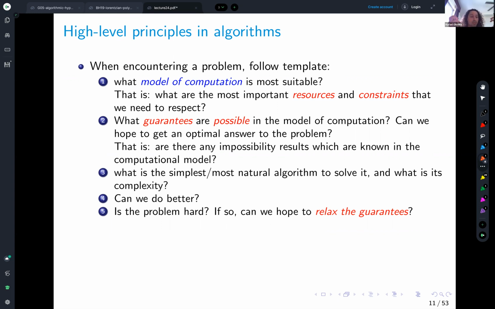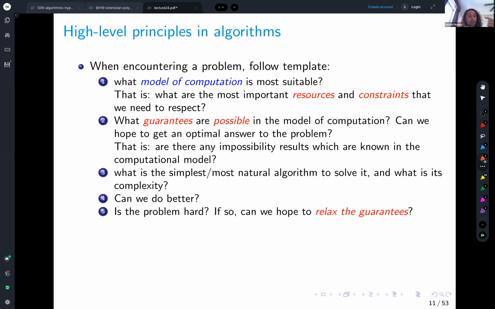Certain problems, as we saw, like the traveling salesman problem, are really hard to even approximate. So if the simplest algorithm is a really bad algorithm, like a brute force algorithm, then you start wondering, is this problem actually hard? By hard here, we can mean NP-hard or any other complexity class. And if the simplest algorithm that we can find is only exponential time, let's say, can we hope to relax the guarantees?